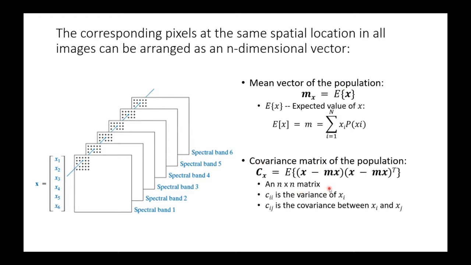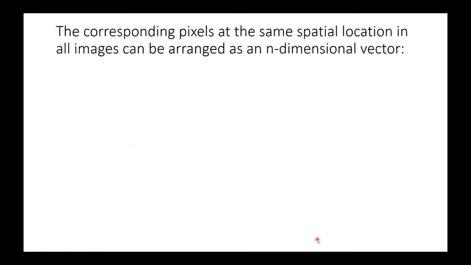And this will be an n times n matrix, where the main diagonal will represent the variance of the pixel, and the other positions, the Cij entries in this covariance matrix, will be the covariance between pixel xi and xj. Remembering that this is all a pool of values of the same pixel at the same location of registered images representing the same object. Okay.